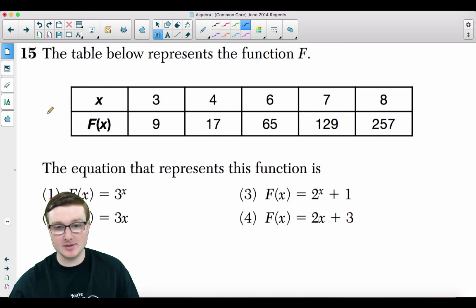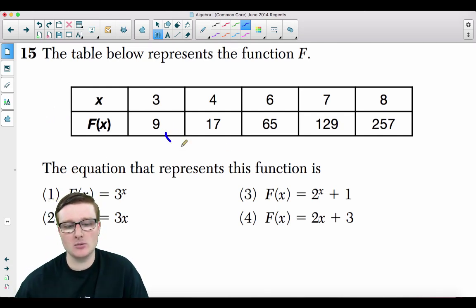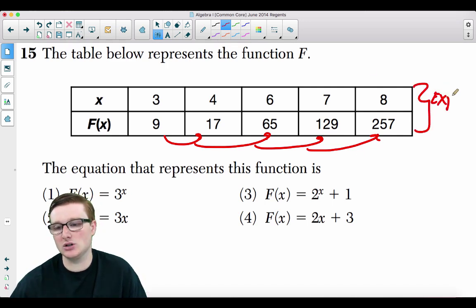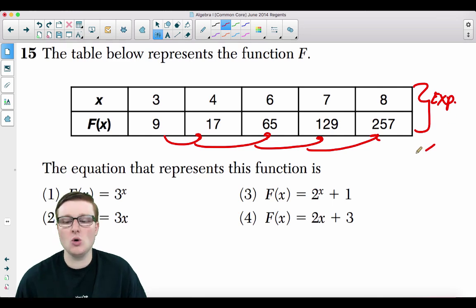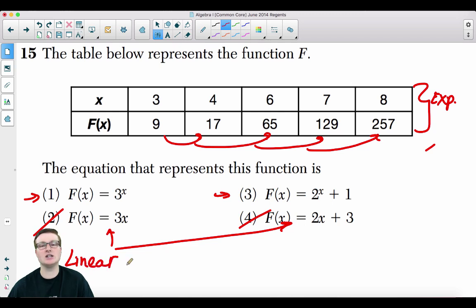Moving on to question 15. Which table below represents the function f? First and foremost, it looks like these are increasing by an exponential value, so this is not a linear function. This is an exponential function, so what we have to look for is an exponential function. So we're looking at choices 1 and 3. Choices 2 and 4 represent linear functions with a constant rate of change. So now we're just looking at the exponential functions.